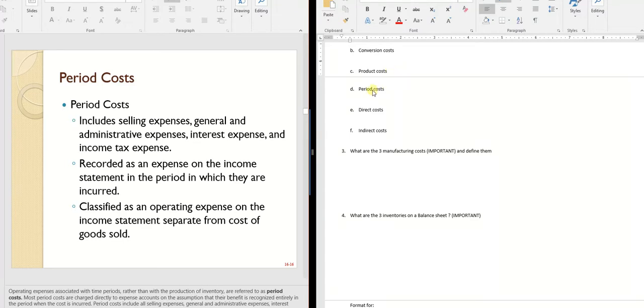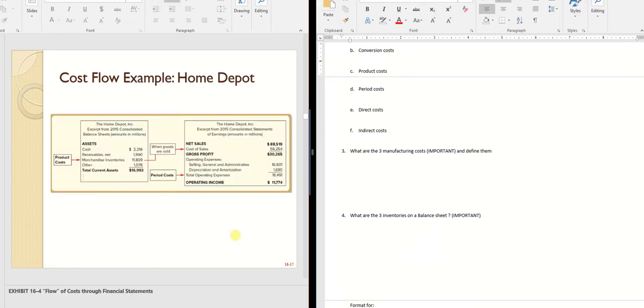Period costs are costs of the period. So they are always expensed in the period they are incurred. Product costs are expensed when the product is sold. Period costs are expensed in the period they're incurred. So it includes selling expenses, administrative expenses, interest, income tax expense. So notice it is period. Okay, so these are not part of cost of goods sold. That will become more clear in a little bit.